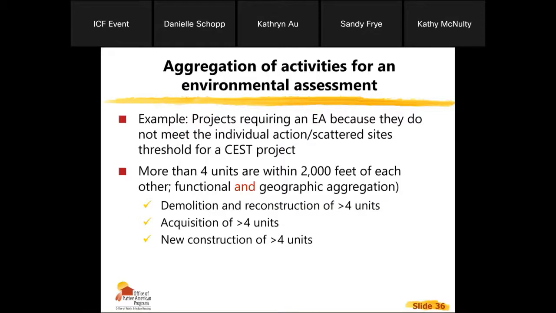And when I mean one area, what that means is, in order to be scattered site housing, the 5th unit has to be more than 2,000 feet away. But if you have more than 4 units within 2,000 feet of each other, you would have to do an EA, as we saw in the previous webinar.